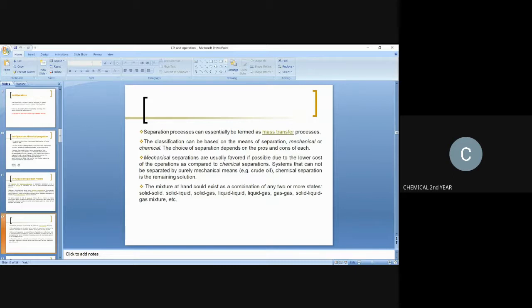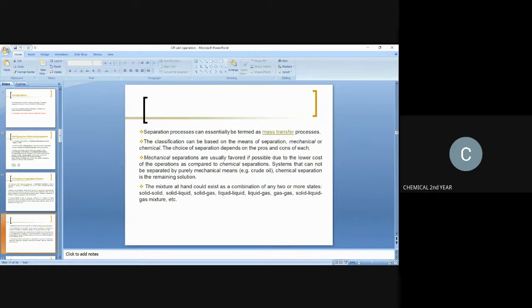Separation process can essentially be termed as mass transfer process. The classifications can be based on the means of separation, mechanical or chemical. The choice of separation depends on the properties and concentrations of each. Mechanical separations are usually favored if possible due to the lower cost of the operation as compared to the chemical separations. For systems that cannot be separated by purely mechanical means, for example crude oil, chemical separation is the remaining solution.